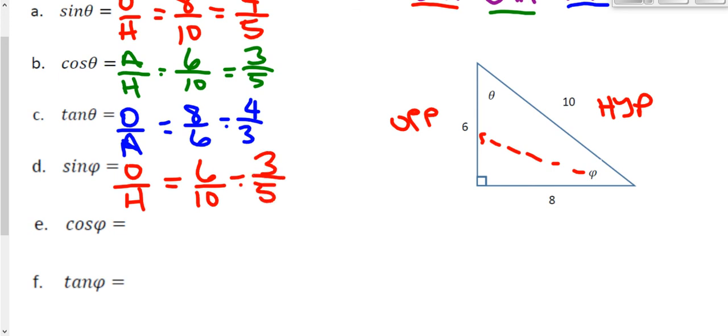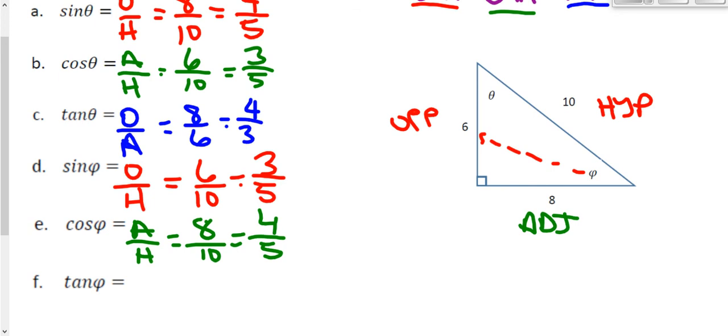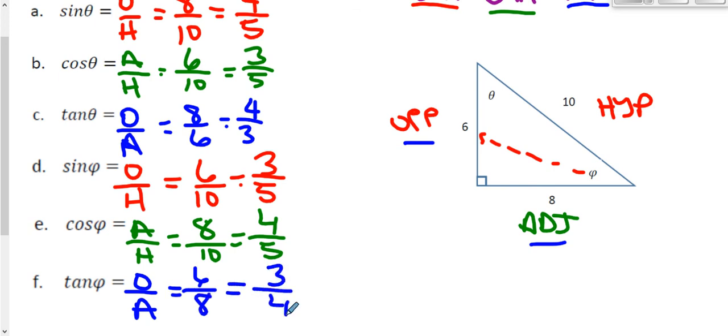To find the cosine, I would need the adjacent, which is right over here. The adjacent over the hypotenuse, which is 8 over 10, which simplifies to 4/5. And to find the tangent, I would need the opposite over the adjacent, which is 6 over 8, which simplifies to 3/4. All right. Let's go ahead and take a look at question 3.